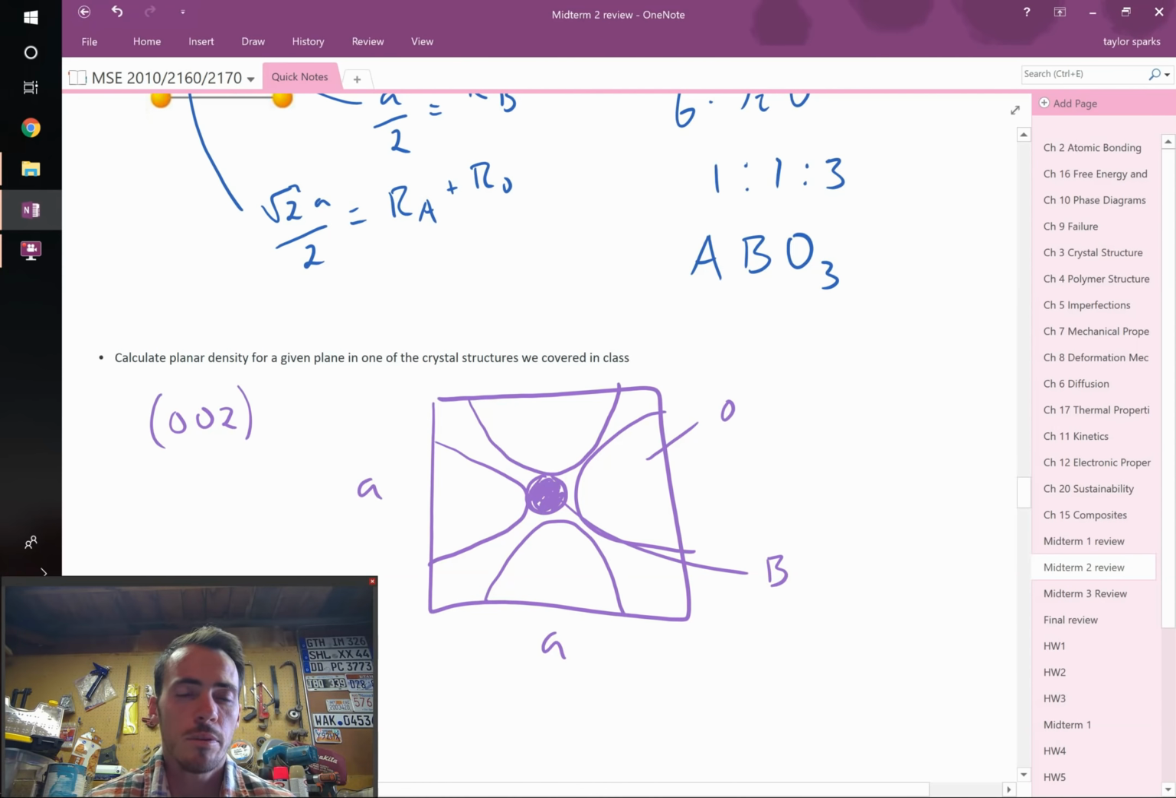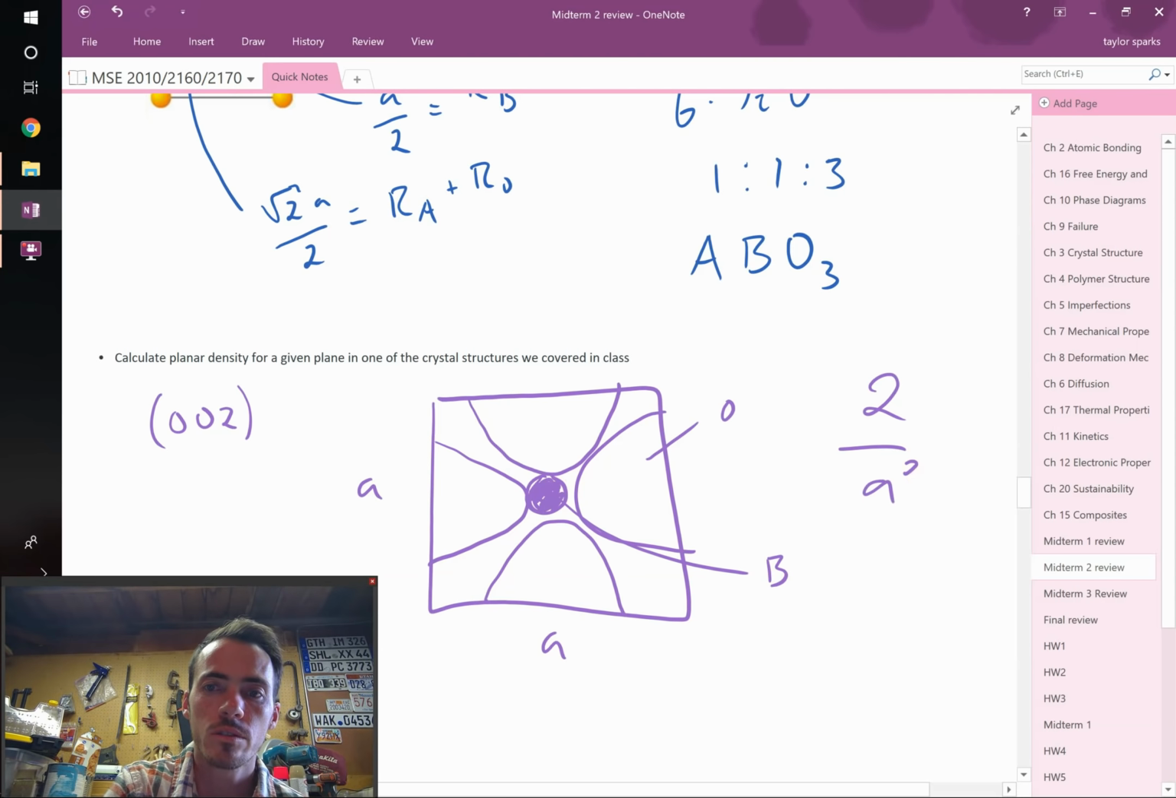What about the planar density? Planar density, you're going to take the number of atoms, not the area of the atoms, the number of atoms. In this case, there are 2 atoms, right? One B atom and 1 oxygen atom. So it would be 2 over A squared. That would be our planar density. Okay? All right, let's do another one.